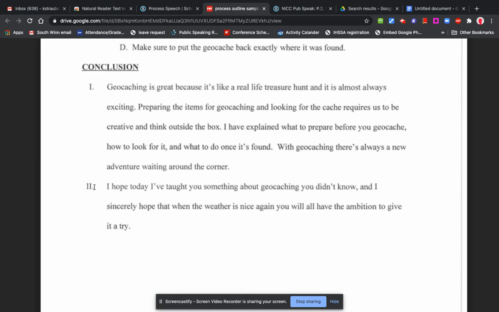You told us all about it, and now we're arriving back at that same sort of thing that you introduced us with. So they say, I hope today I've taught you something about geocaching you didn't know, and sincerely hope that when the weather is nice again, you'll have the ambition to give it a try. Usually, clinchers are clever, they can be witty, sometimes they're puns or jokes, but they should make an impression and they should hopefully connect back to the intro somehow.